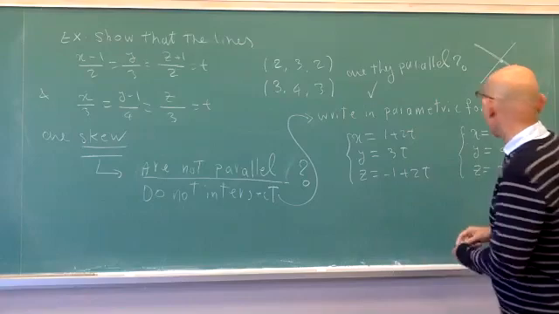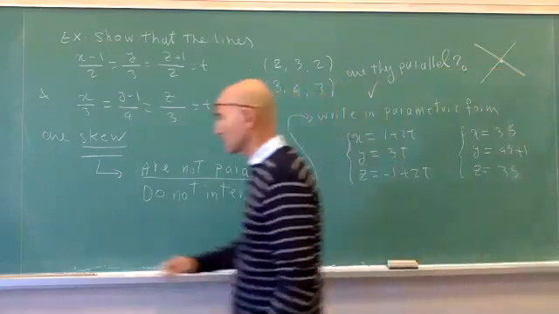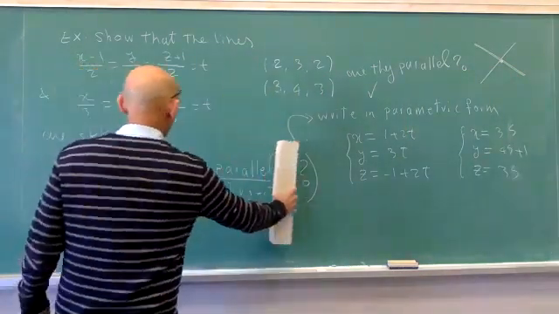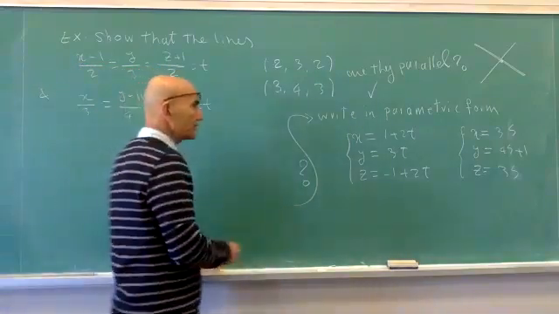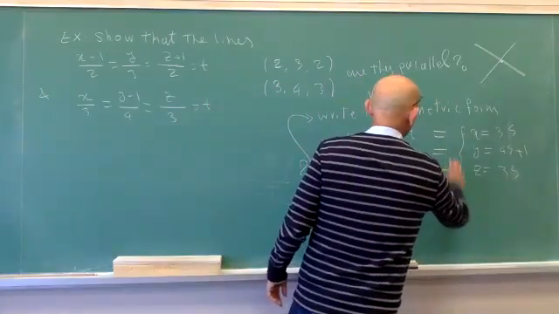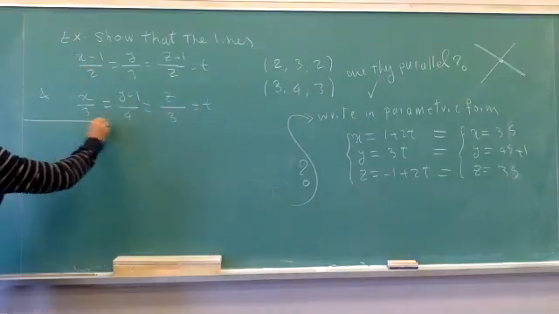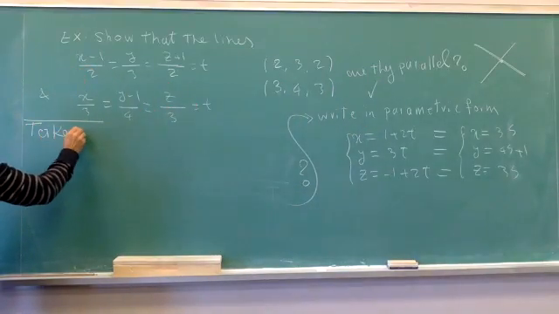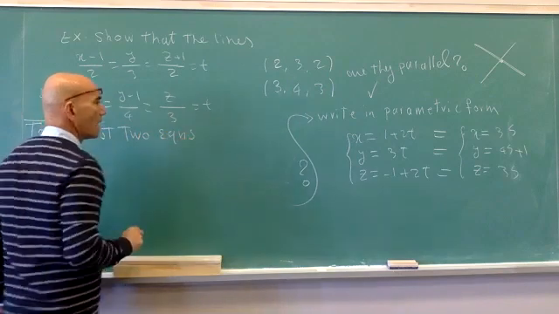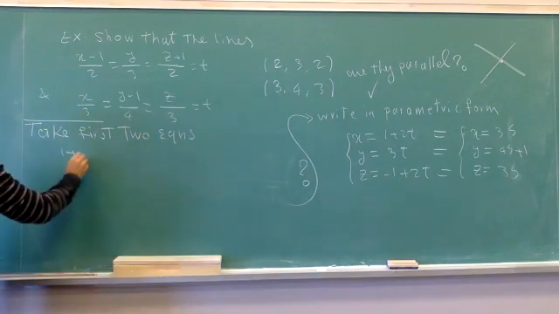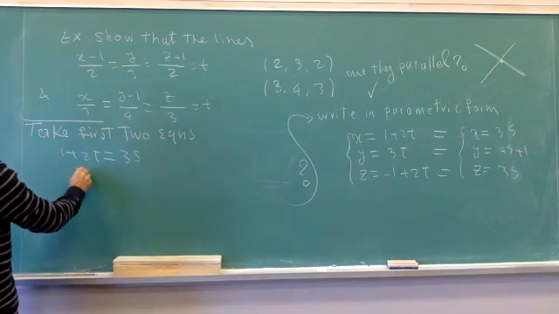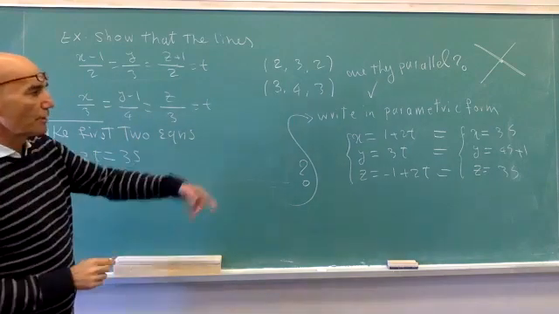Now we have to show that these things don't have a common solution. You remember the method was how? The method was we took the first two. So this equal to that, this equal to that. So we get 1 plus 2t is equal to 3s, and 3t is equal to 4s plus 1.